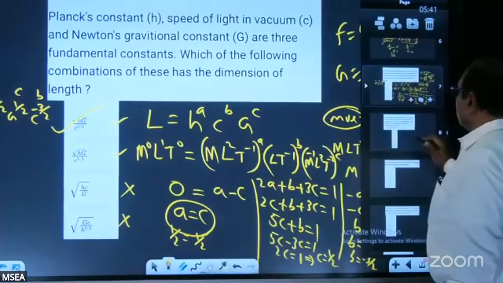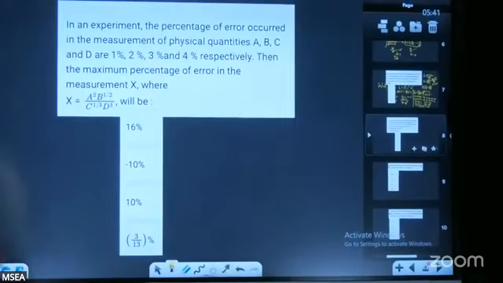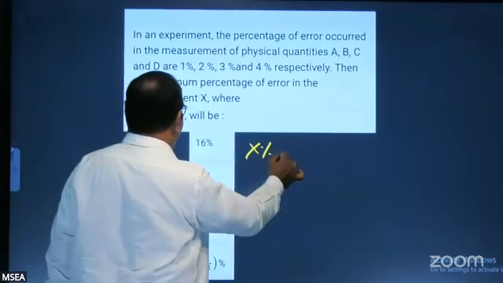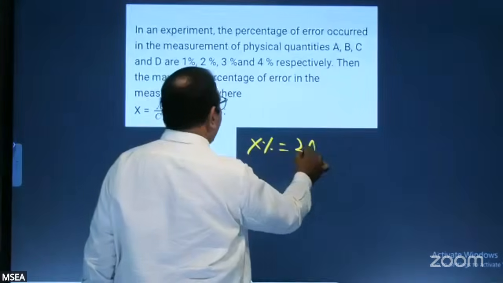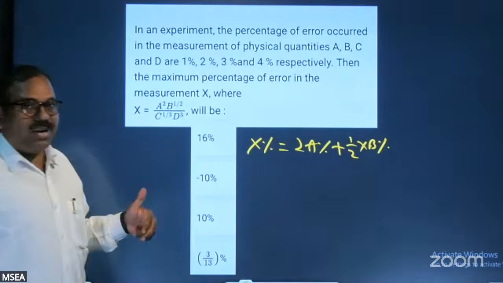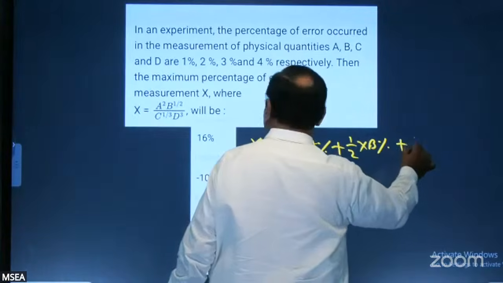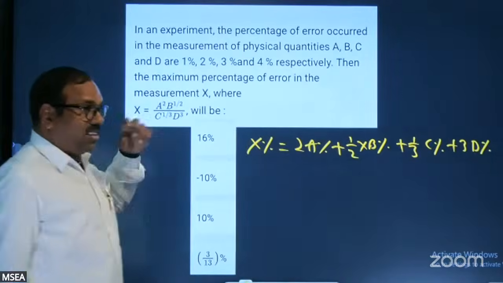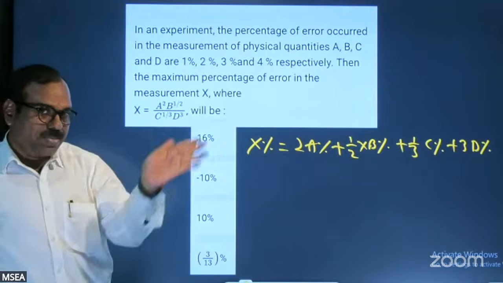Now, let us come to this one. This type of questions are very important in percentages. So if you take percentages, what is the maximum percentage in X? Then X percentage, whatever the powers are there, you have to multiply. That means 2 into A percent plus 1 by 2 into B percent. Even if they are in the denominator, errors will not be reduced, you have to add. That's why 1 by 3 into C percent plus 3 into D percent. Whatever the powers are there, you have to multiply. Even if you take it in the numerator it is minus, but don't take minus, because errors cannot be reduced.